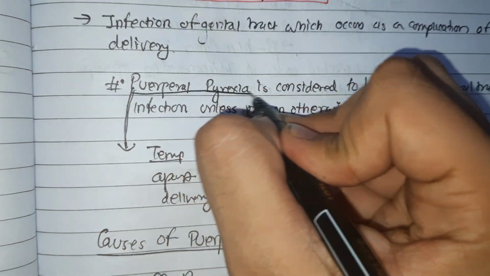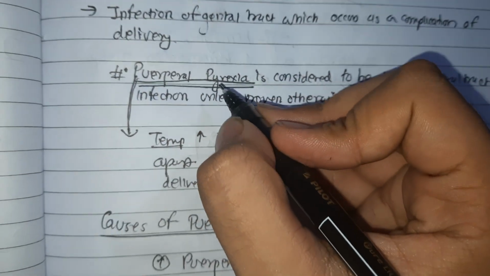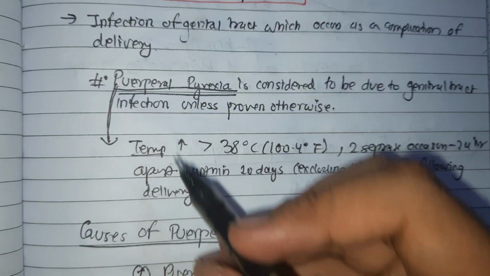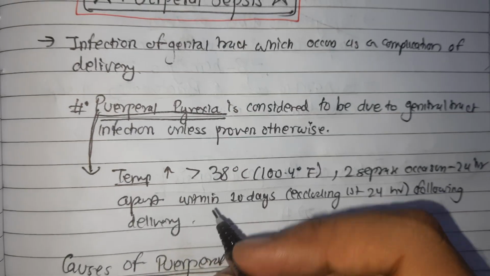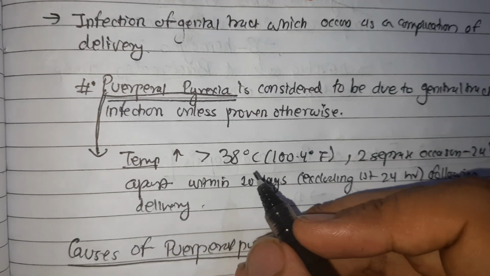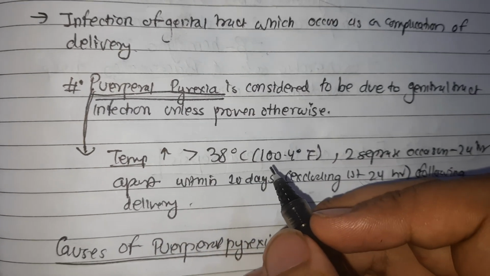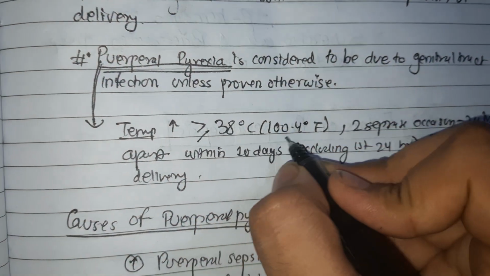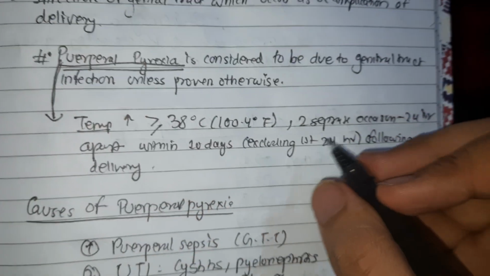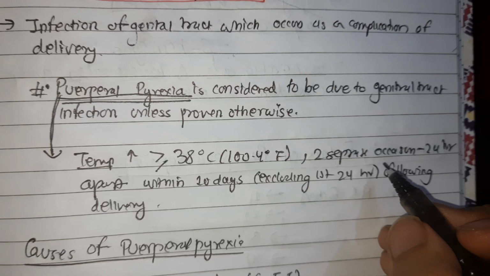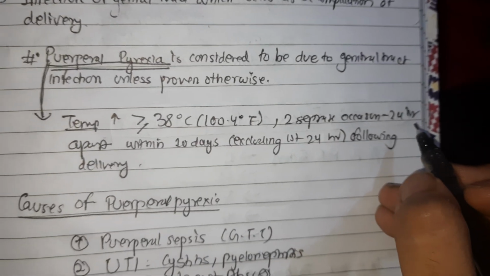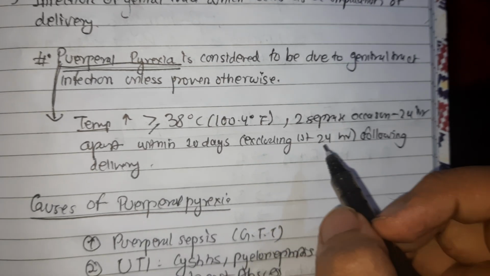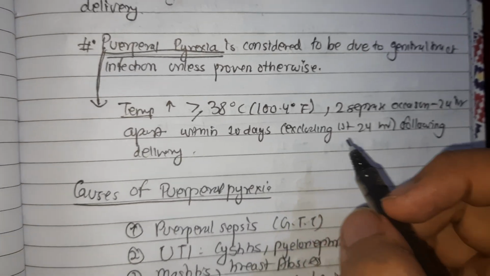And what is puerperal pyrexia? As we have already discussed puerperal pyrexia in a previous video, let's revise it once again. Puerperal pyrexia is a rise of temperature of more than or equal to 100.4 degrees Fahrenheit or 38 degrees Celsius on two separate occasions, 24 hours apart within 10 days, excluding the first 24 hours following delivery.